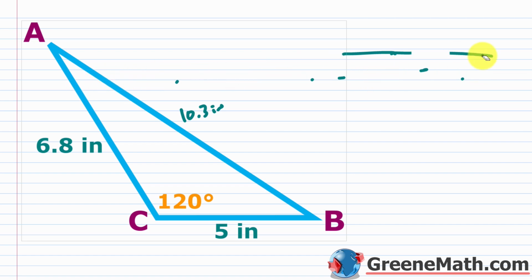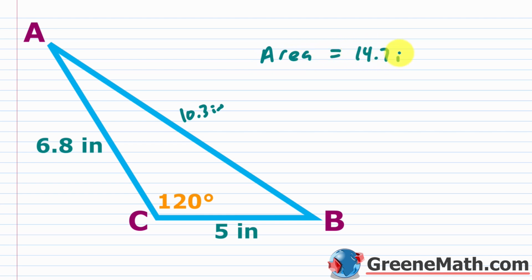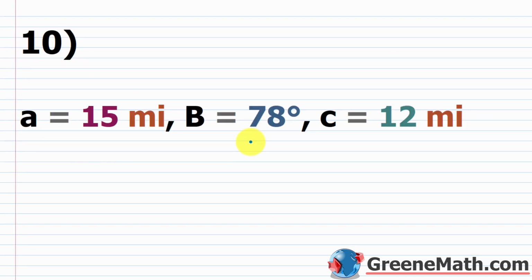And again, it's just a difference in rounding. So I'm just going to say that my area is about, let's just go back to the 14.7 inches squared. Again, if you use the other method, you're going to get about 14.6 inches squared, but the difference is just because of rounding. All right, let's take a look at problem number 10. So here we have the length of side A is 15 miles.